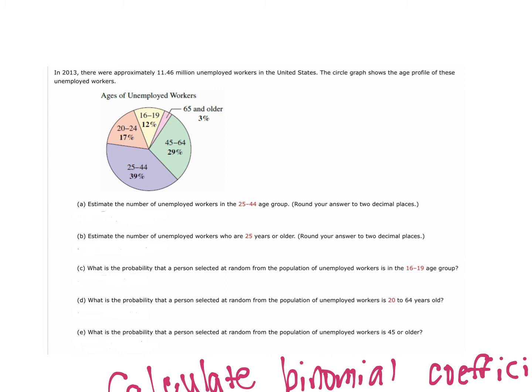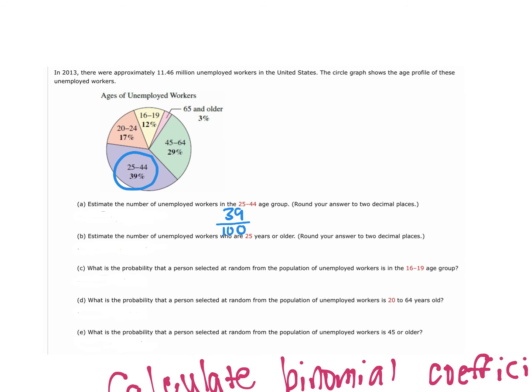In 2013, there were approximately 11.46 million unemployed workers in the United States. The circle graph shows the age profile of these unemployed workers. Estimate the number of unemployed workers in the 25 to 44 age group. So we're just looking at this age group. We have 39%. What do you think that 39 is out of? What's going to go on the bottom? 100, because we're dealing with percents.